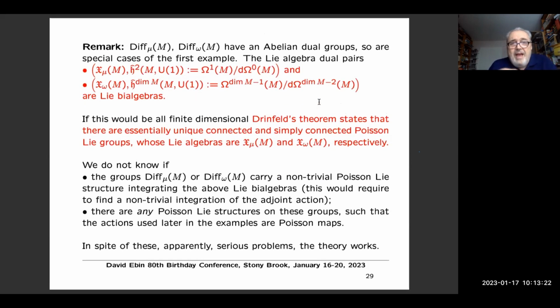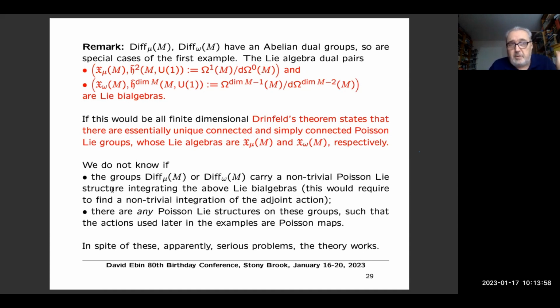Now, if everything were finite dimensional, you would say, "Oh my God, I'm on a roller coaster," because now I applied Drinfeld's theorem, which states that there are essentially unique connected and simply connected Poisson Lie groups whose Lie algebras are X_μ(M) and X_ω(M). But I'm not in finite dimensions, I'm in infinite dimensions. So not only is Drinfeld's theorem not known, but it's not even known in this example. We do not know if these groups carry a non-trivial Poisson Lie structure.